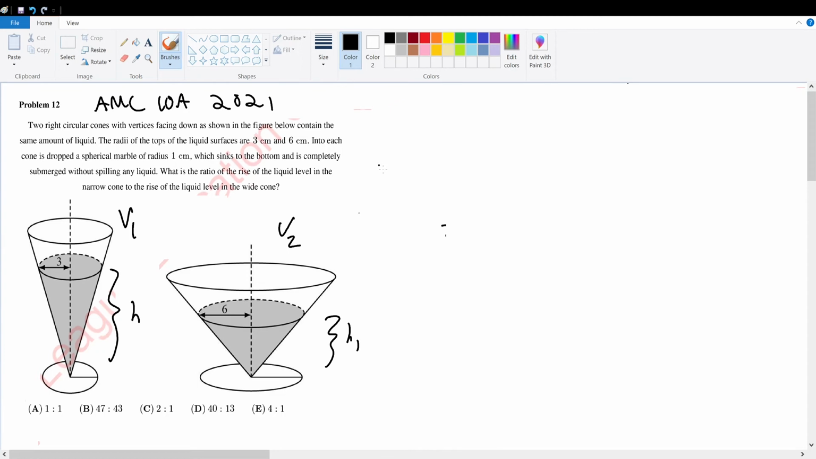AMC 10 2021, problem 12. We have two right circular cones with their vertices facing downwards. We have water levels within them, and the volumes of them are the same. And we're trying to find the ratio of the water level rise given that we drop a sphere of radius 1 into the mix.